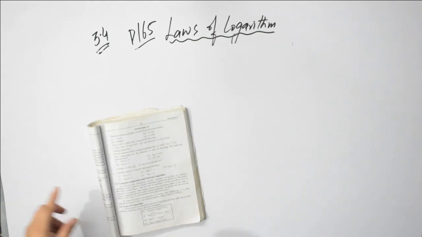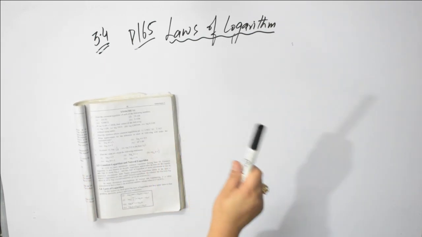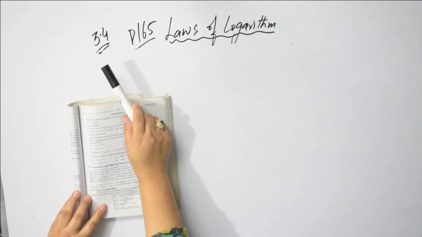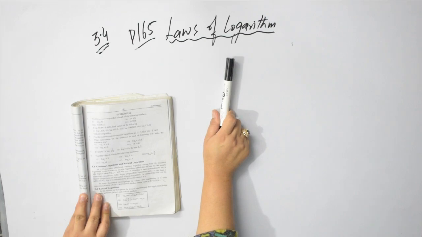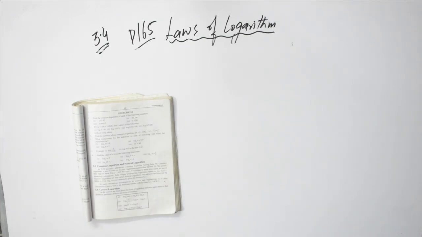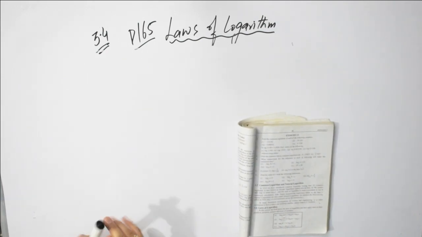Now, these laws are written in your book on page number 65. It's topic number 3.4, and the name of this topic is laws of logarithm. What is the first law? There are 4 laws of logarithms. First, we are doing the first law. What is its first law?